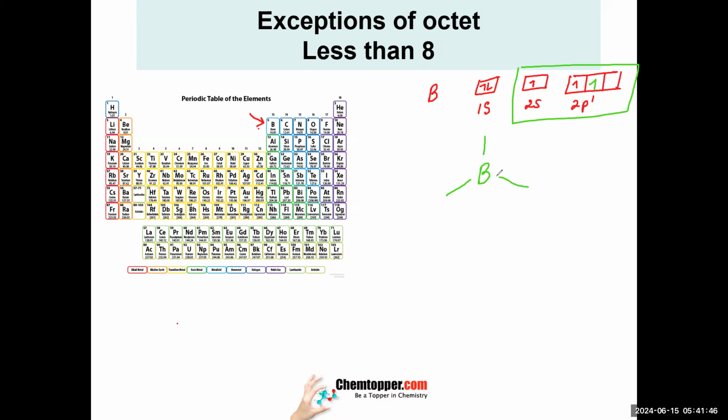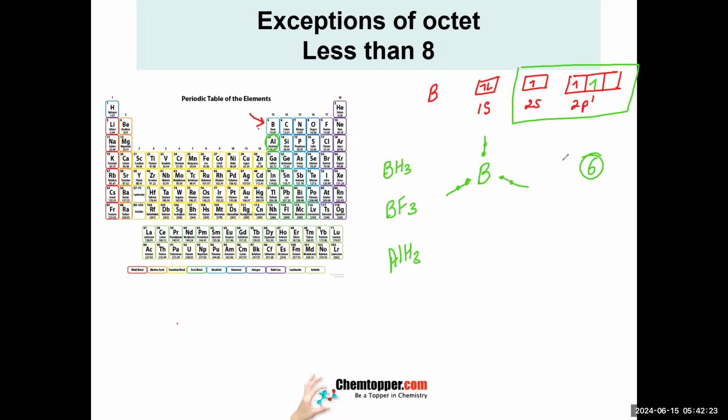But when it's making 3 bonds, what is the total number of electrons around boron? 6. Is 6 an octet? 6 is not an octet. But still, these molecules are there: BH3, BF3, all these are there. AlH3, this aluminum, same family, same valence electrons, same kind of situation. But yes, it can also have an expanded octet.